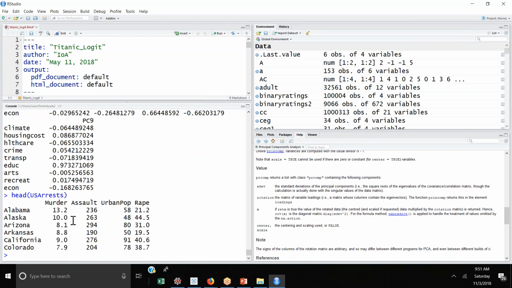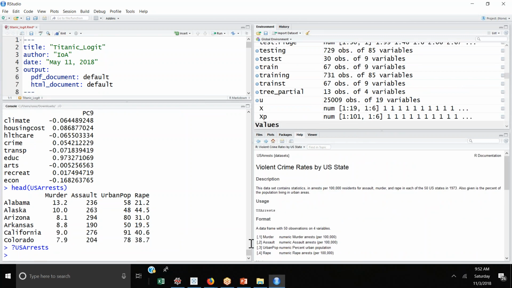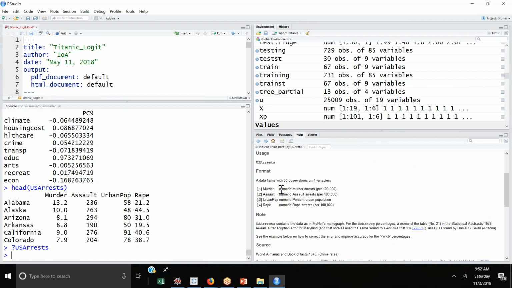Are you looking at this one? Everybody? Alabama has a murder arrest rate of 13.2. I think it's per 100,000. Okay, let me check it. Number of murder arrests: Alabama has 13.2, Alaska has 10. Just the top 5 alone. Assault is this much, urban population is this much, rape is this much.